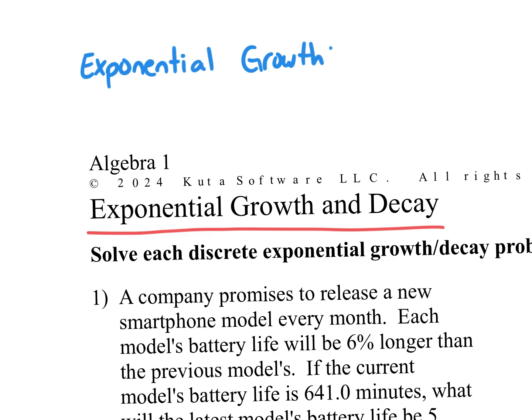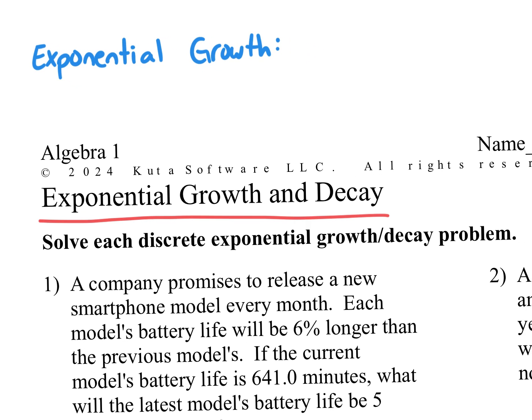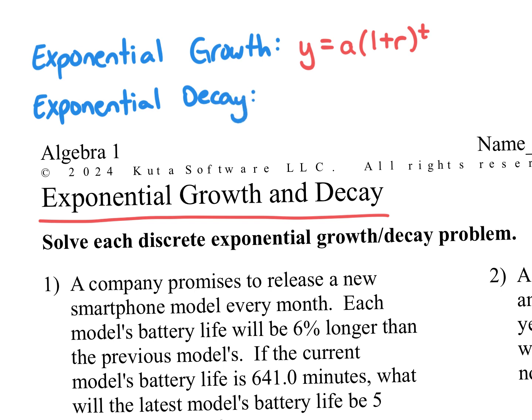Okay, obviously with growth, are we getting bigger or are we getting smaller? We're growing, we're getting bigger, right? So what this equation looks like is we have y equals a times 1 plus r to the t, and I'll explain all of that here in a second. And then exponential decay looks very similar, but with decay, are we still getting bigger or are we getting smaller? We're getting smaller, right? So that changes our equation just a little bit. It turns into a times 1 minus r to the t.